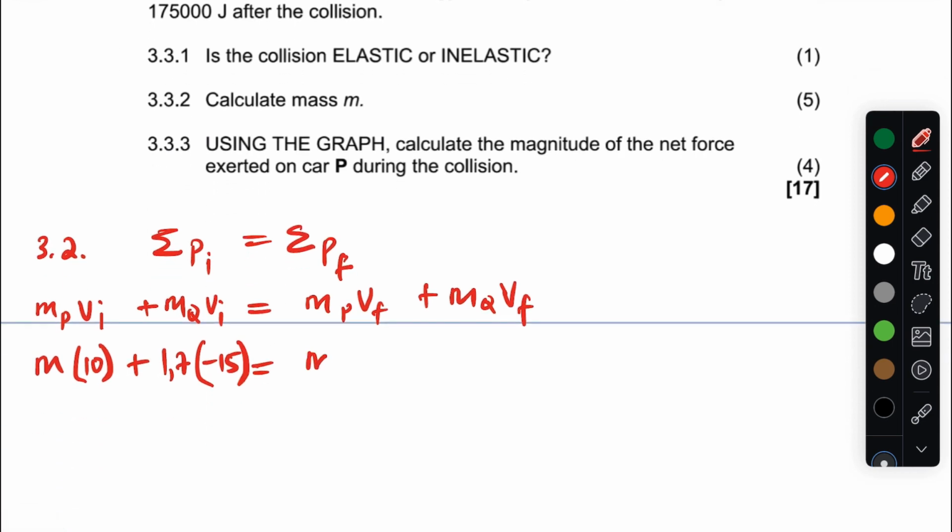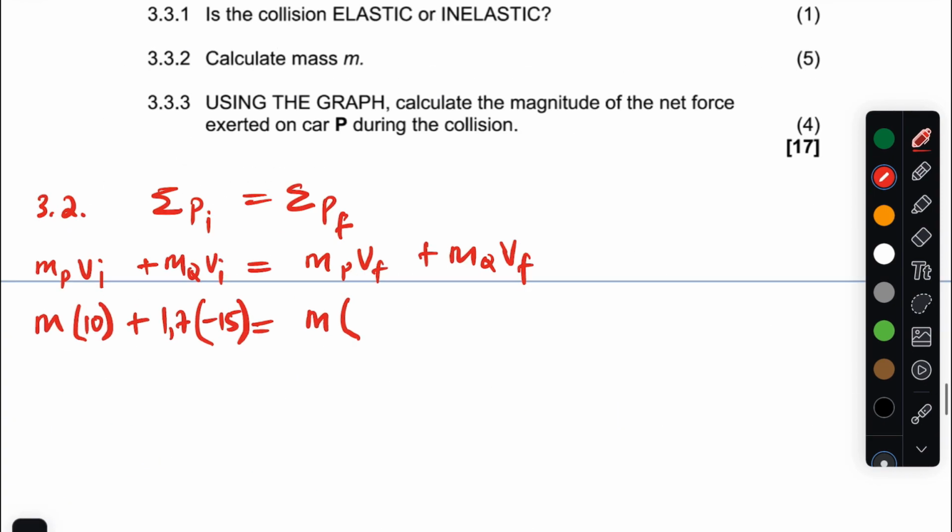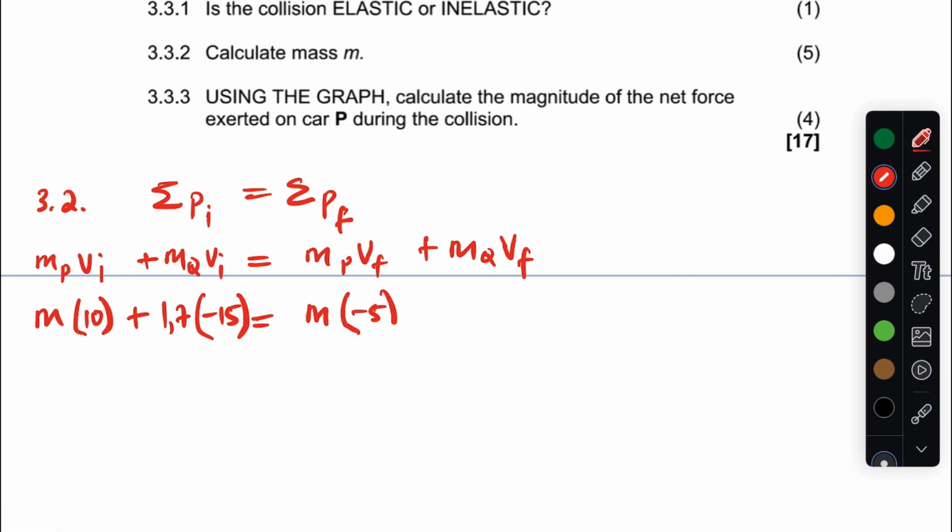And then the mass of car P is M times the final velocity. The final velocity there is -5, which is traveling westwards. And then the mass of car Q, it's 1.7 m here, guys. 1.7 m. Let me fix that.